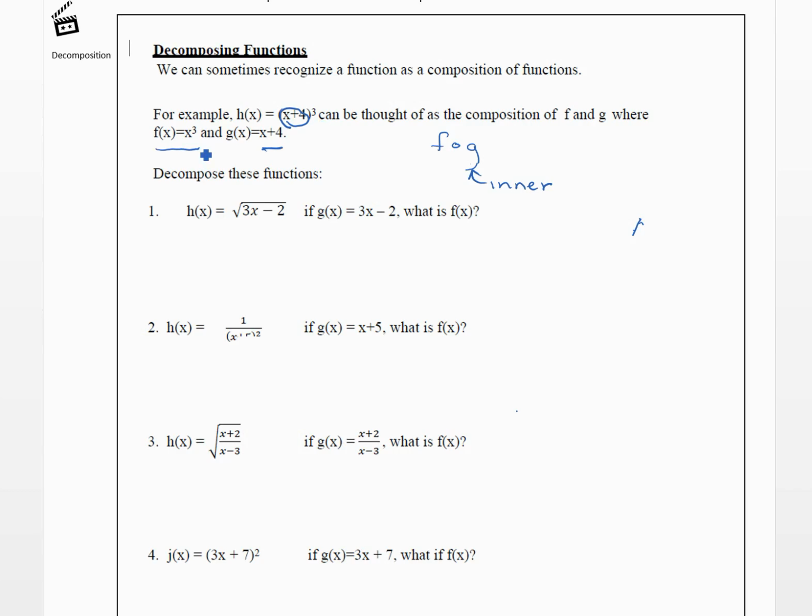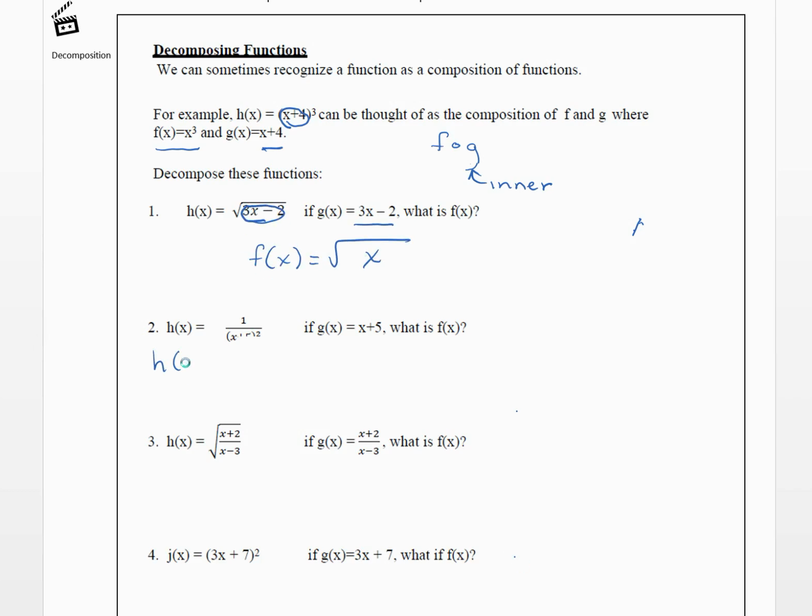So h of x is the square root of 3x minus 2. And it says if g of x is 3x minus 2, our inner function, what is f of x? Well, f of x is what you're doing to it. You're going to put an x in for your inner function, so it would just be the square root of x.